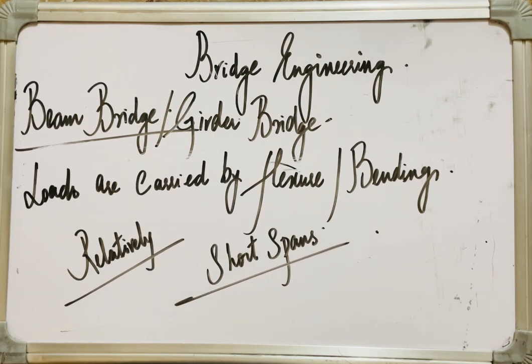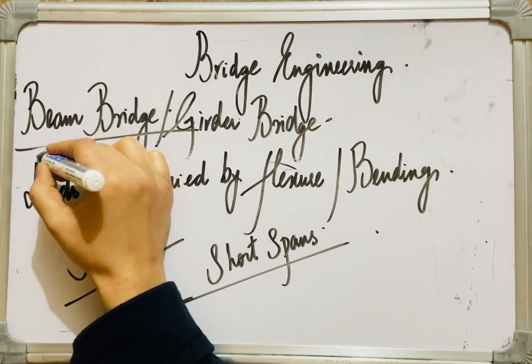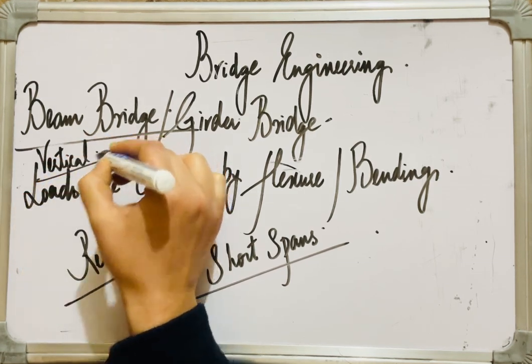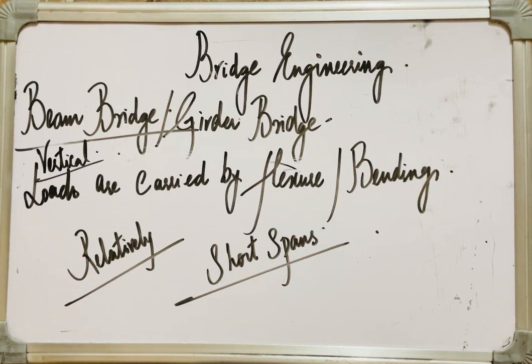simply supported structure in which the deck is supported by two beams that are running parallel between the abutments, and the deck is positioned across these beams. And this beam bridge or a girder bridge is the simplest type of bridge, and it is used for short spans, and the loads are carried by flexure or bending. Vertical loads are carried by flexure or bending in case of a beam bridge. And these beam bridges can be made of wood, concrete, or steel.